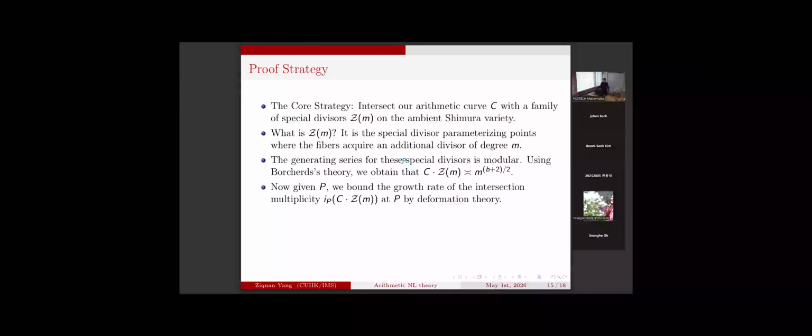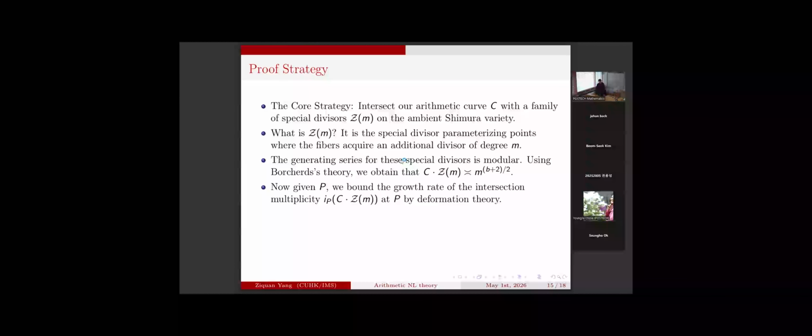So now let's take a point P on the curve. We want to bound the local intersection multiplicity of the curve with a special divisor at P. And this is primarily done by deformation theory. So there's two things you need to count. First, you need to know how many divisors of degree m there are, and this can be controlled by the Siegel mass formula for quadratic forms. And then for each of these line bundles, you need to know how far they can deform along your curve, and this is done by deformation theory.